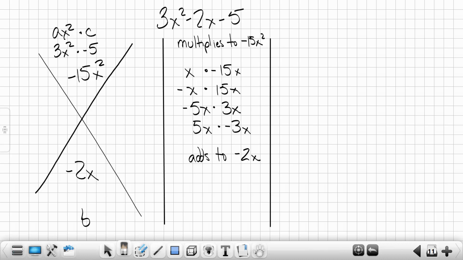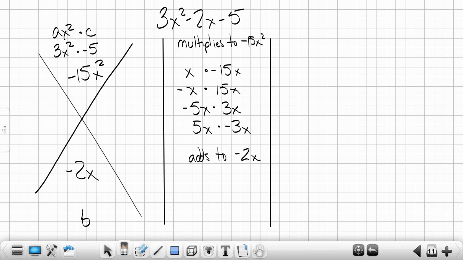So now we multiplied to the top, which was negative 15x squared, and we're going to add to the bottom, which is negative 2x. We can only choose out of the things that we picked up here. So which one will do it, Sione? Oh, question. Go ahead. We're going to add one more little line. That's it. Okay?